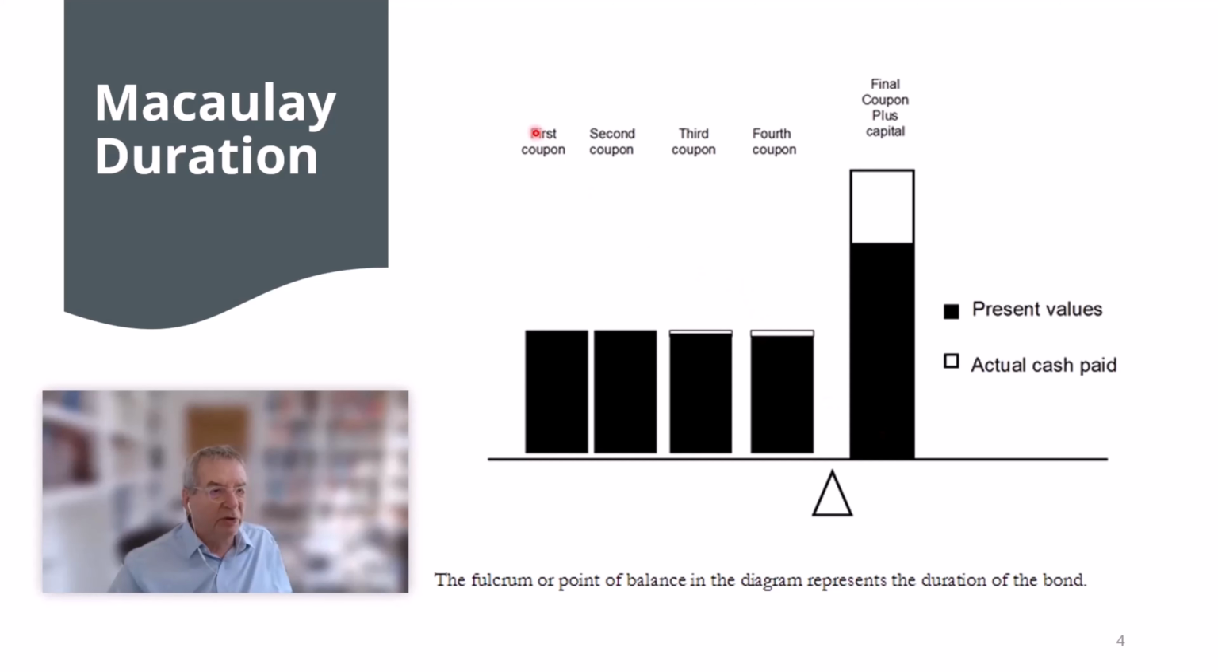At the moment, we don't know what the size of the coupon is. We don't know what the discount rate is. But what we can say in general terms is that the Macaulay duration of this 5-year bond will occur sometime here between years 4 and 5. And Macaulay duration is actually measured in years. It is a metric which is expressed in years.